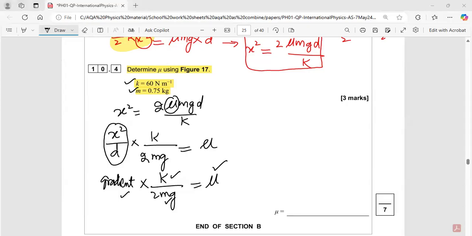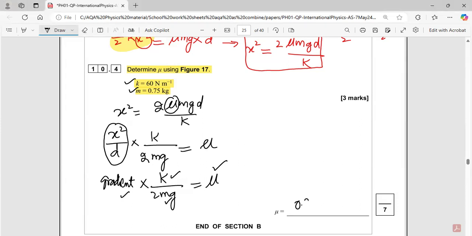I hope you can find that. So its value is in the range of around 0.29 to 0.31. Whatever comes, if your answer comes in this range, it is fine.